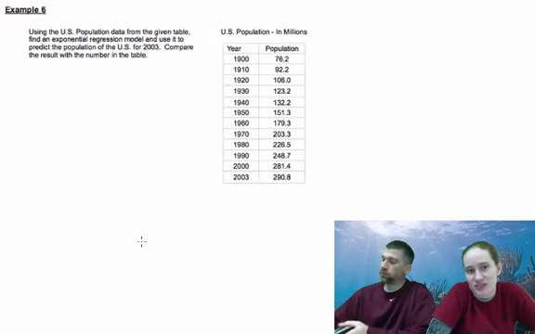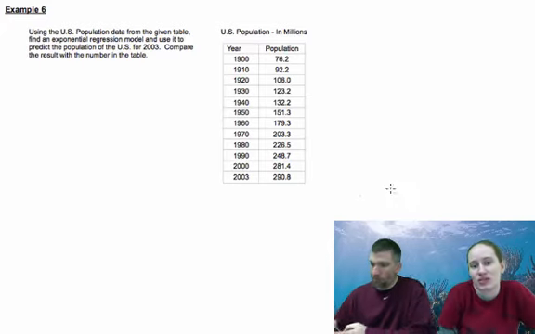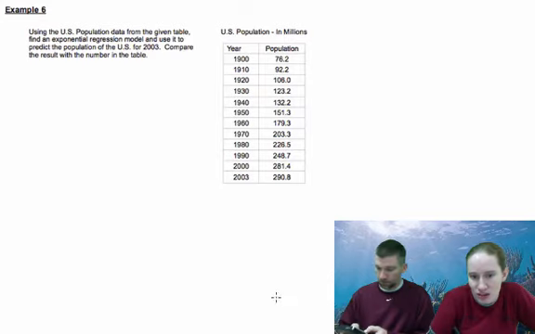Example 6, using the U.S. population data from the given table, find an exponential regression model and use it to predict the population of the U.S. for 2003. Compare the result with the number in the table. So what we want to do is type this table in to our calculator and then perform exponential regression.